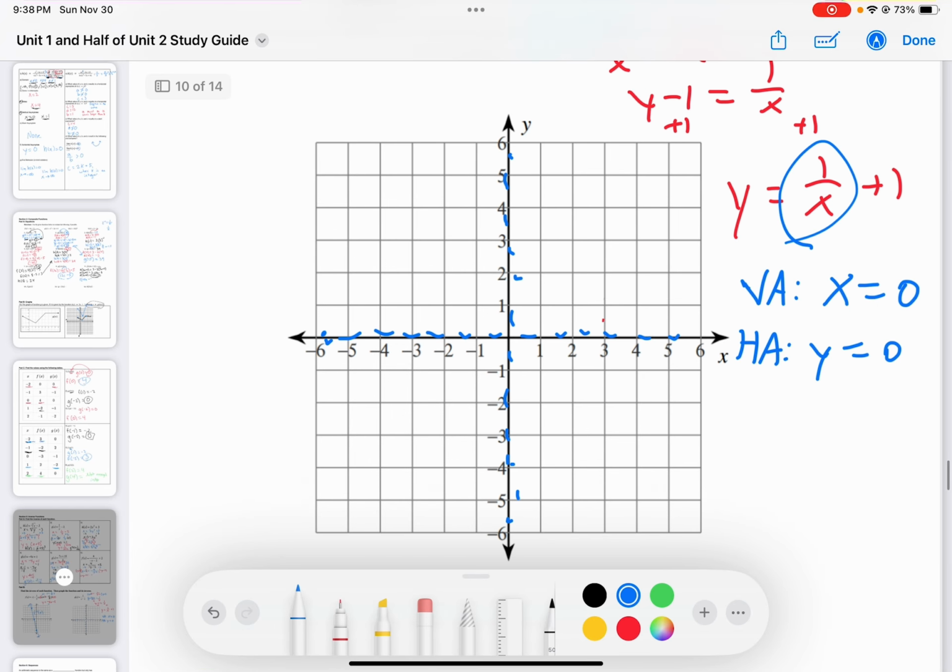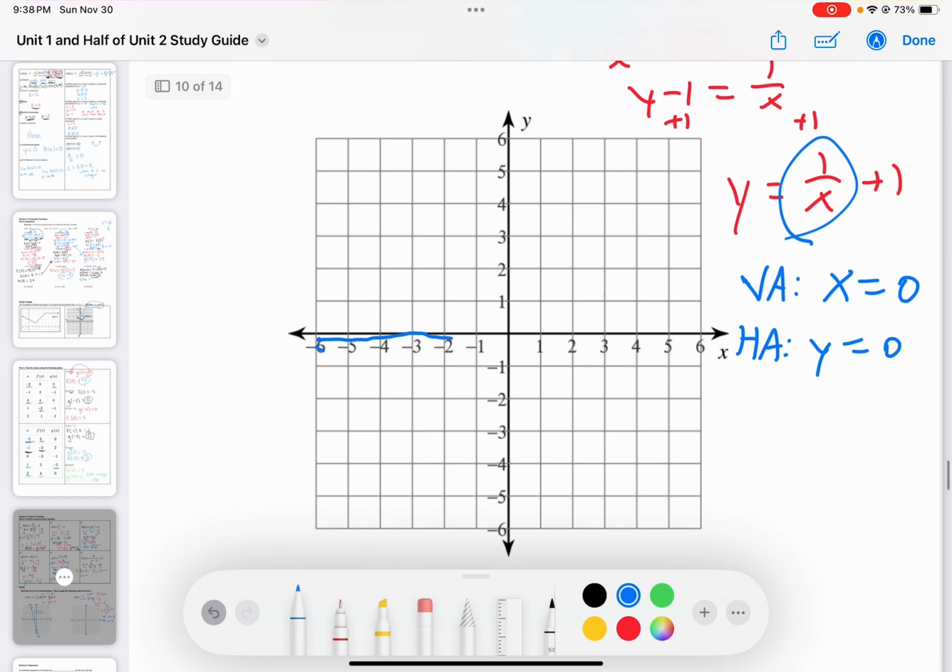So I'm just graphing 1 over x for now. Okay, so there's a horizontal asymptote and a vertical asymptote. So it's going to look something like this. We're never going to hit the x-axis. I'm trying my best. And we're going to have a horizontal asymptote here. And same thing on this side.